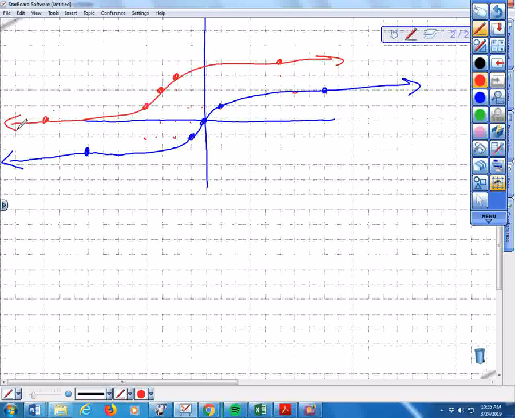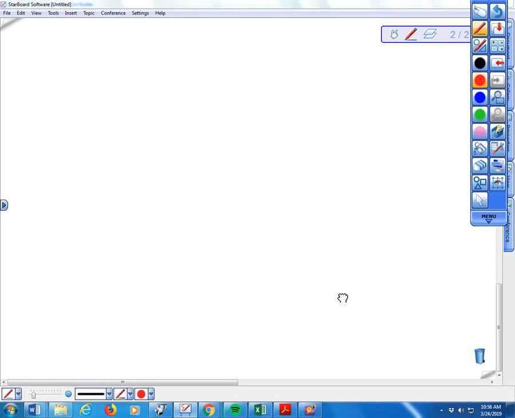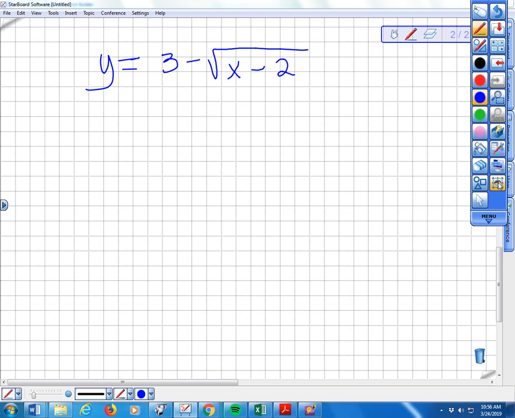Okay, next question. There are 3 parts, each one a separate question, but they're all related to the same graph. So I'm going to go ahead and give you one similar. 3 minus the square root of x minus 2. Okay, again, not the same problem on the quiz, but similar.